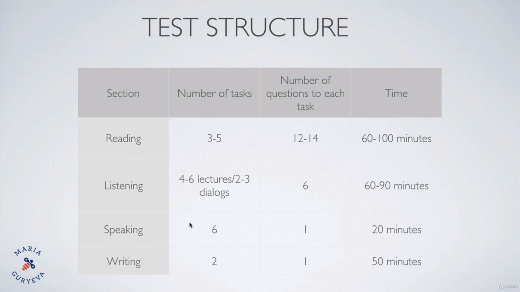So with the speaking section, you have 6 tasks. It's 6 questions where you have to speak. They're all different. We'll cover them all. And so you just have 1 question for each task. It's just 1 simple question. Tell us something. And then you have 20 minutes to complete the entire section. With the writing, you have 2 tasks, so 2 essays that you're going to be writing, and you have 50 minutes to complete this section.